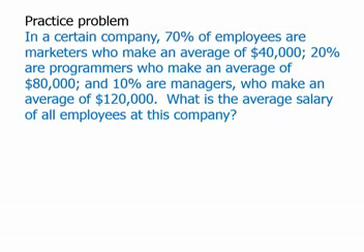Okay, so notice here, we don't know the actual number of people at the company. We don't care about the number of people at the company. All we're given are percents, which are very easy to change to proportions. 70%, 20%, 10%, 0.7, 0.2, 0.1. Those are the proportions at this company. And we have the average for each group. So again, all these numbers are in 1,000. We don't want to deal with the extra zeros, so we're just going to call these averages 40, 80, and 120, and leave off the extra zeros.